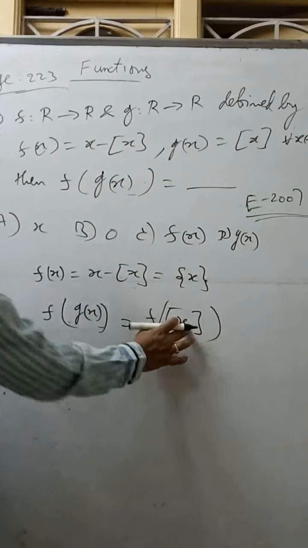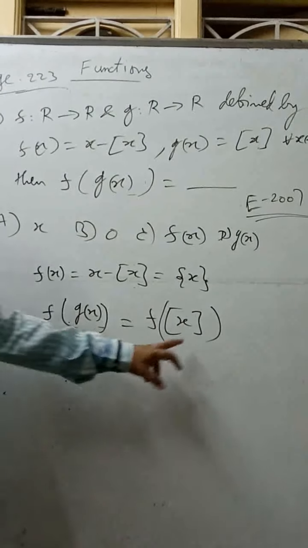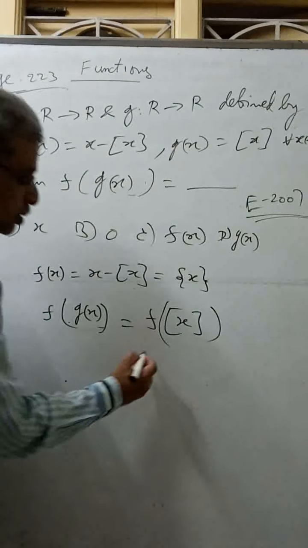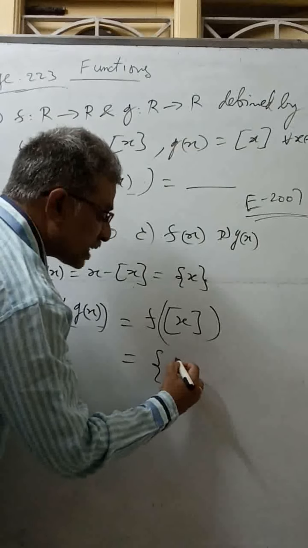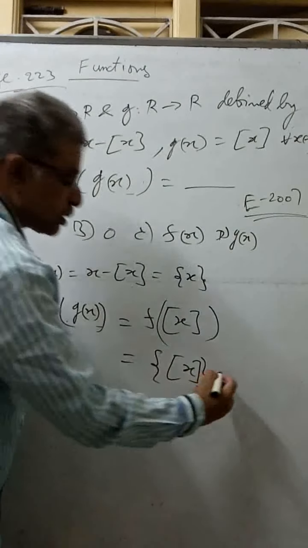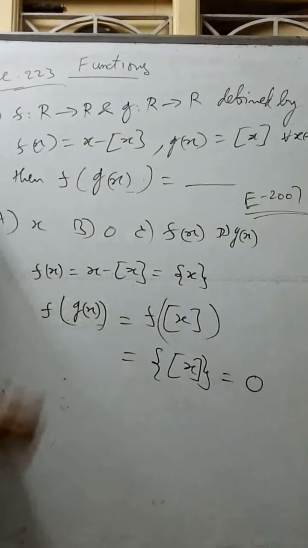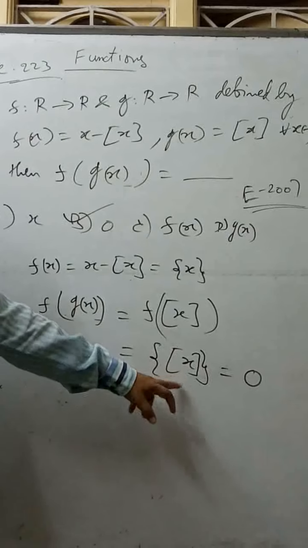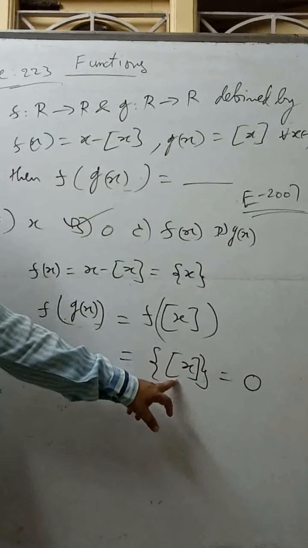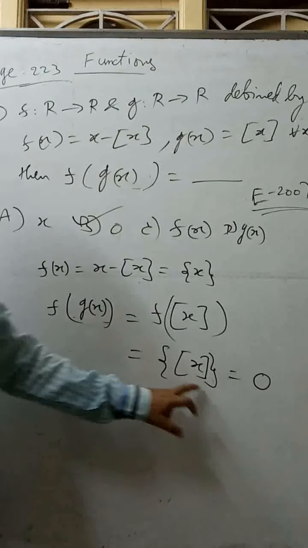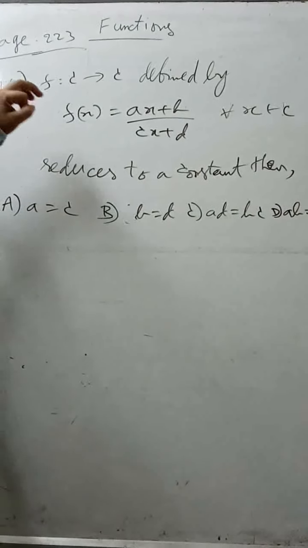That means f of the integral part of x I need. But f of x is the fractional part. So what I need is the fractional part of the integral part of x. What is the fractional part of step x? 0. So our answer is B. Step x is the greatest integer less than or equal to x, so there is no fractional part. It is just an integer. So the fractional part of an integer is 0.